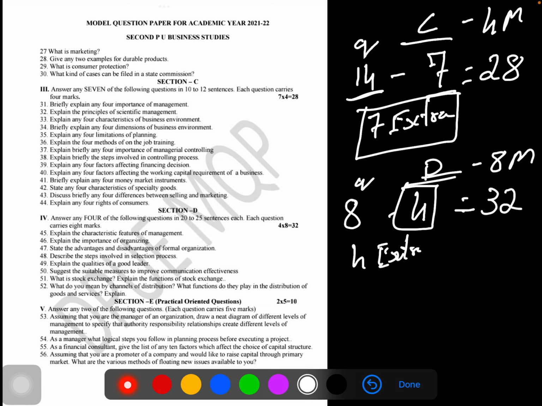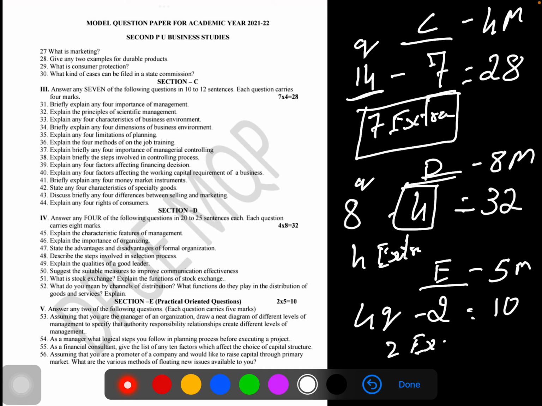Let's talk about the last part, Section E. Section E is project-oriented questions, and it is really the easiest section of the paper. In Part E, each question carries 5 marks. You will have 4 questions, and you have to answer only 2 of them. So you have 2 extra questions in it. And how much are you going to score? 100. So the total marks you're going to score by answering all of this is 100.